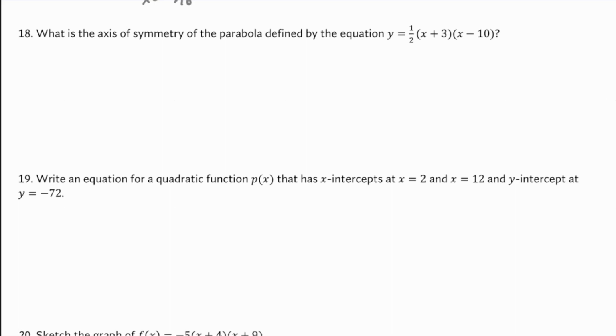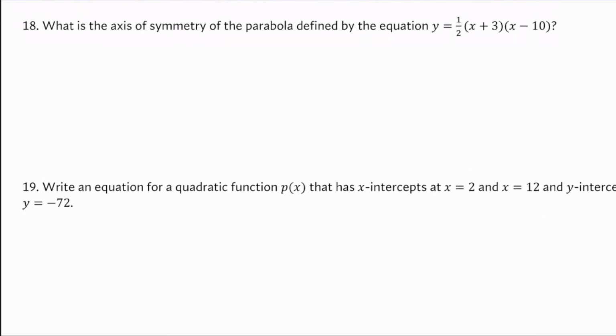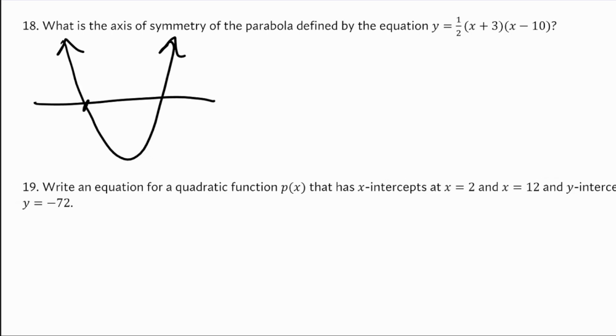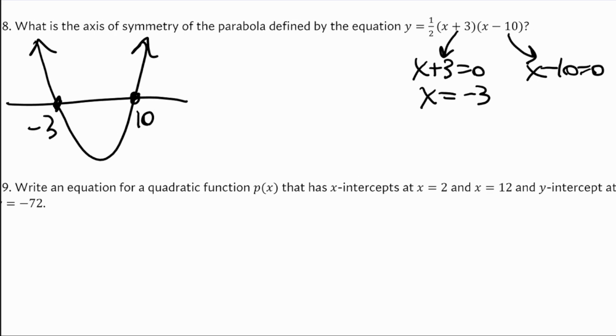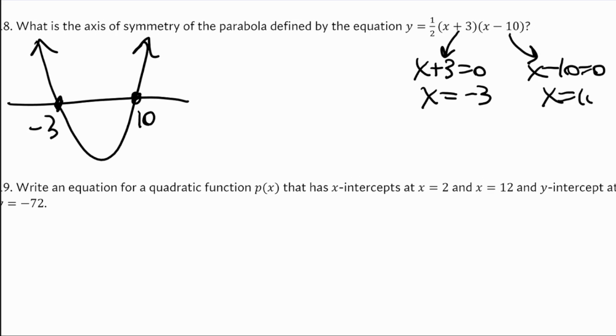Alright, what is the axis of symmetry of the parabola defined by the equation 1/2 of x plus 3 times x minus 10? Alright, so we know that this thing is going to have zeros where x is negative 3 and positive 10. Right, because if x is negative 3, x plus 3 equals 0. And if x is 10, then x minus 10 is going to equal 0. And that's where x equals 10. Okay, then it's going to open upwards because of the 1/2. That doesn't even actually matter on this problem.